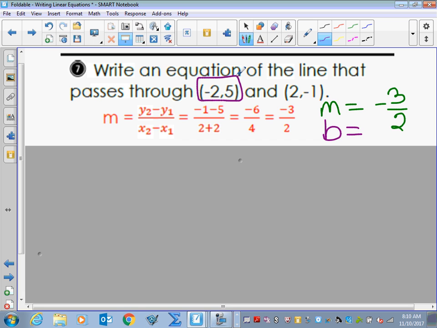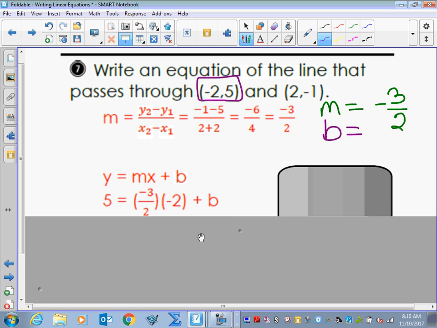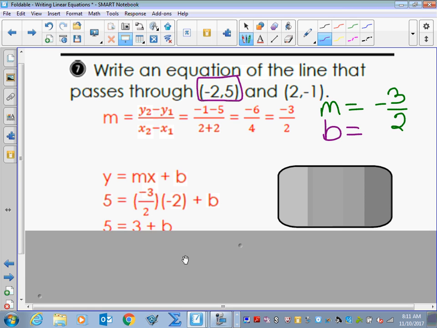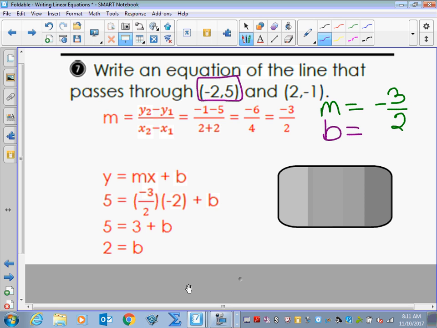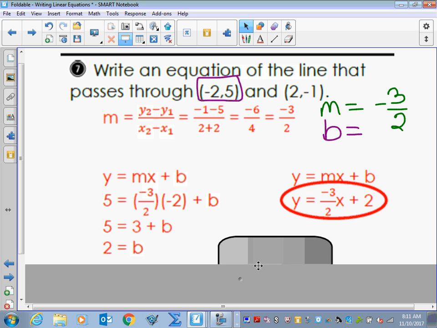Okay, I'm just going to choose the first set. So if I choose the first set, y is 5. The slope is negative 3/2. x is negative 2. Okay, we solve it for b. And b comes out to equal positive 2. And again, you can choose 2, negative 1, and you're going to still get the same answer. So it doesn't matter. So now you have m, you have b, you put them together, and you have y equals negative 3/2 x plus 2.